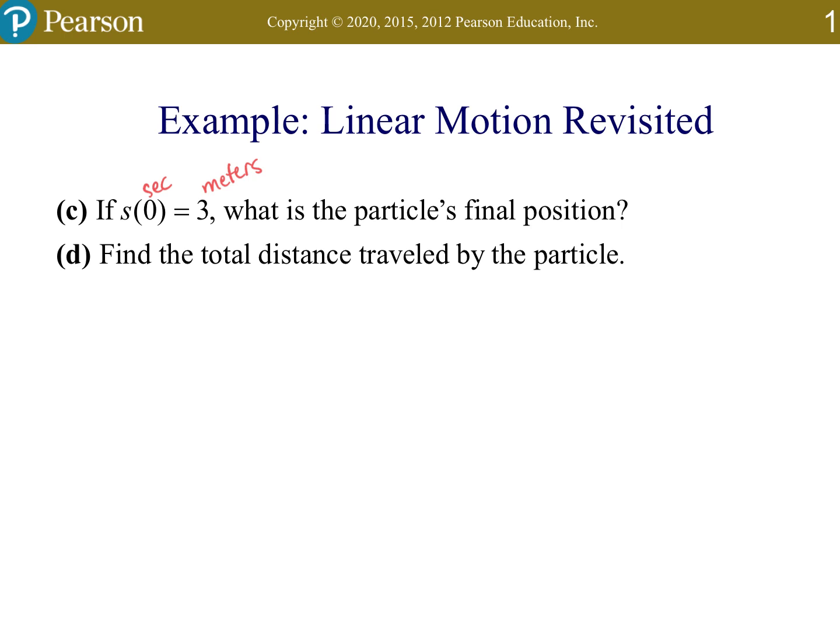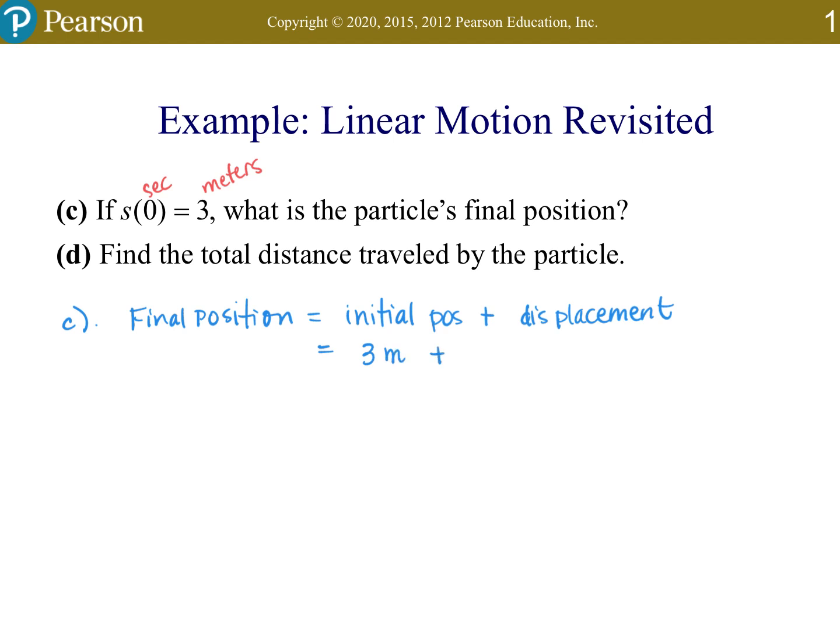And so final position is defined, we defined that earlier, as the addition of the initial placement plus the displacement. Okay, so the initial placement and then plus the displacement. So the initial placement is 3 meters, and then we just found the displacement is 9 meters. So the final position is 12 meters, okay? So you have a 3 meter head start, and then your displacement is 9 meters, and then you end up at the 12 meter mark.